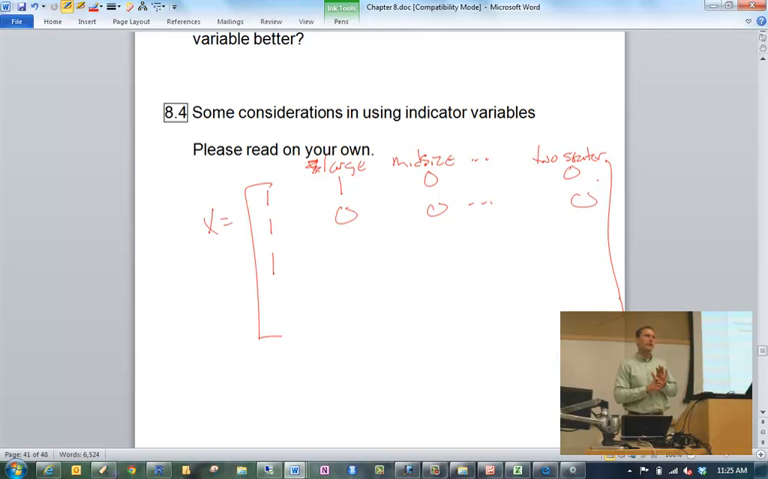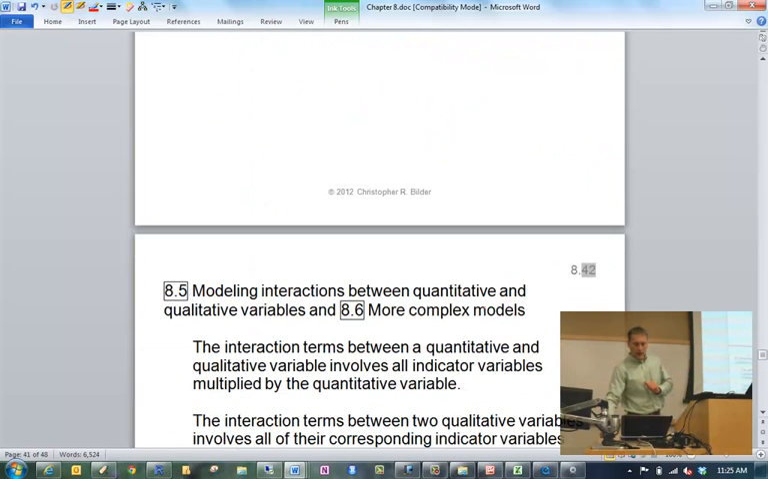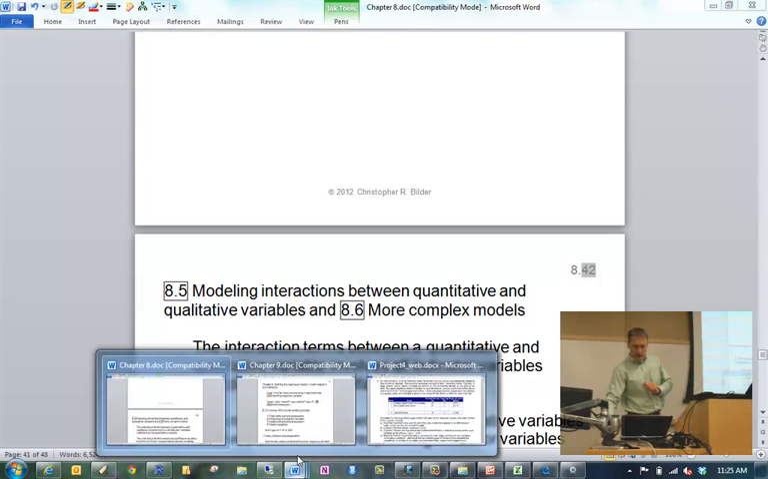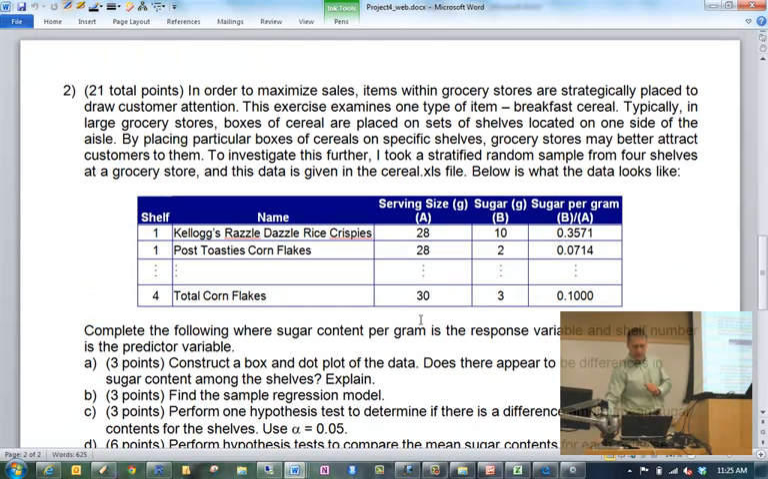Any other questions? Okay. Let's take a look at the project. So let's go look at number 2.